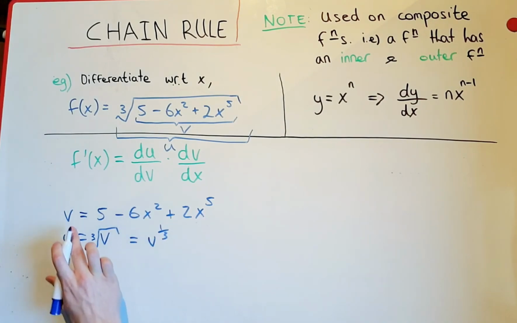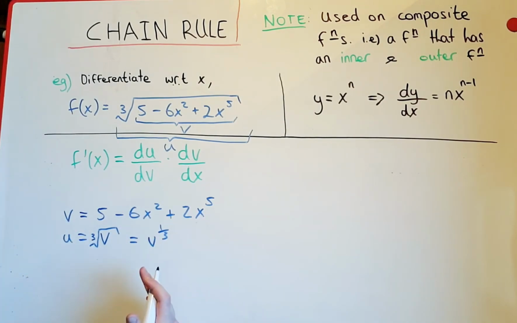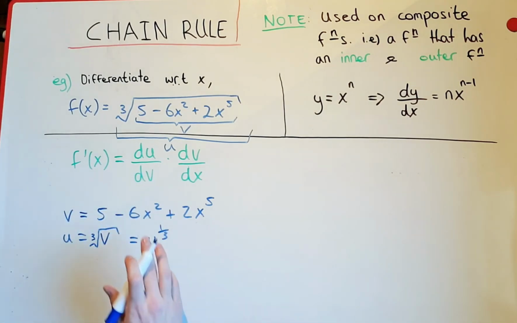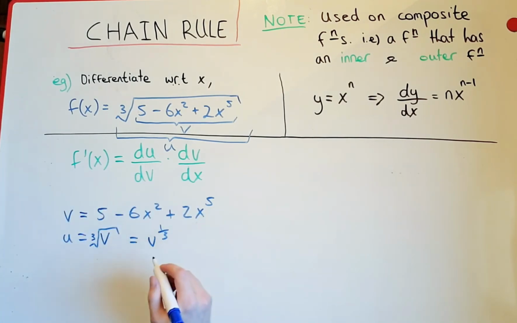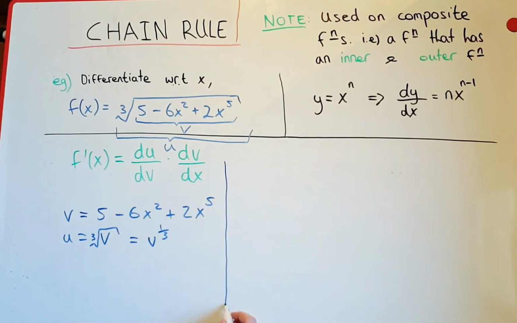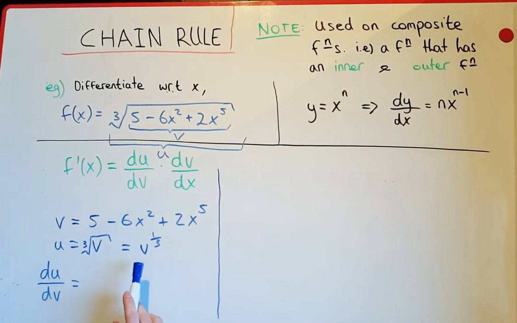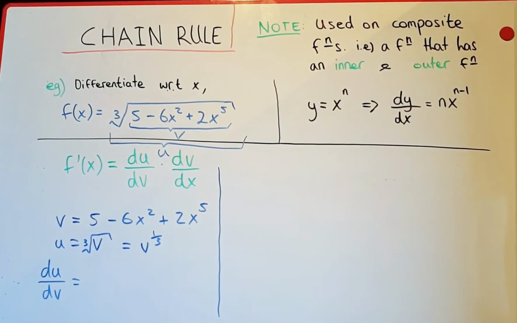All right, so now we have our v's and u's. So now we're ready to apply the chain rule. And then at the end, once we find these individual differentiations, we'll put it all together and we'll get the final result. So we'll start just down here. All right, so let's find our du dv, because that's the first one there. So du dv.